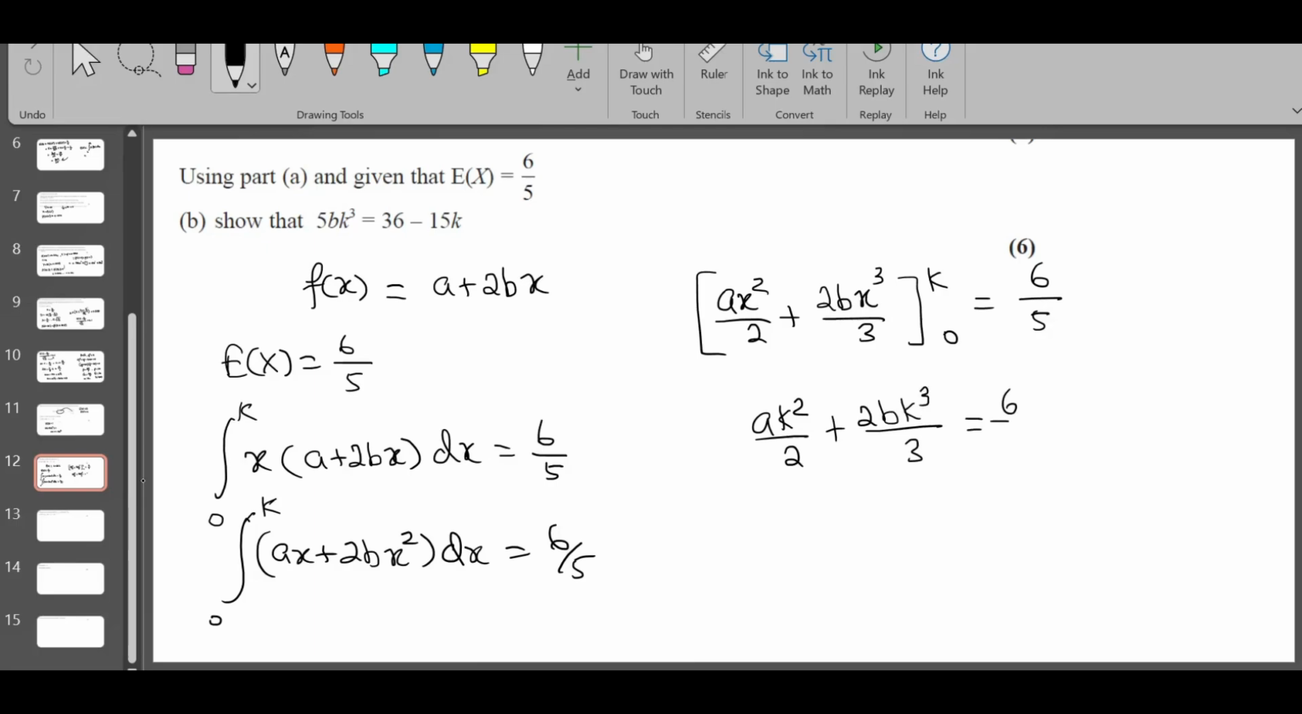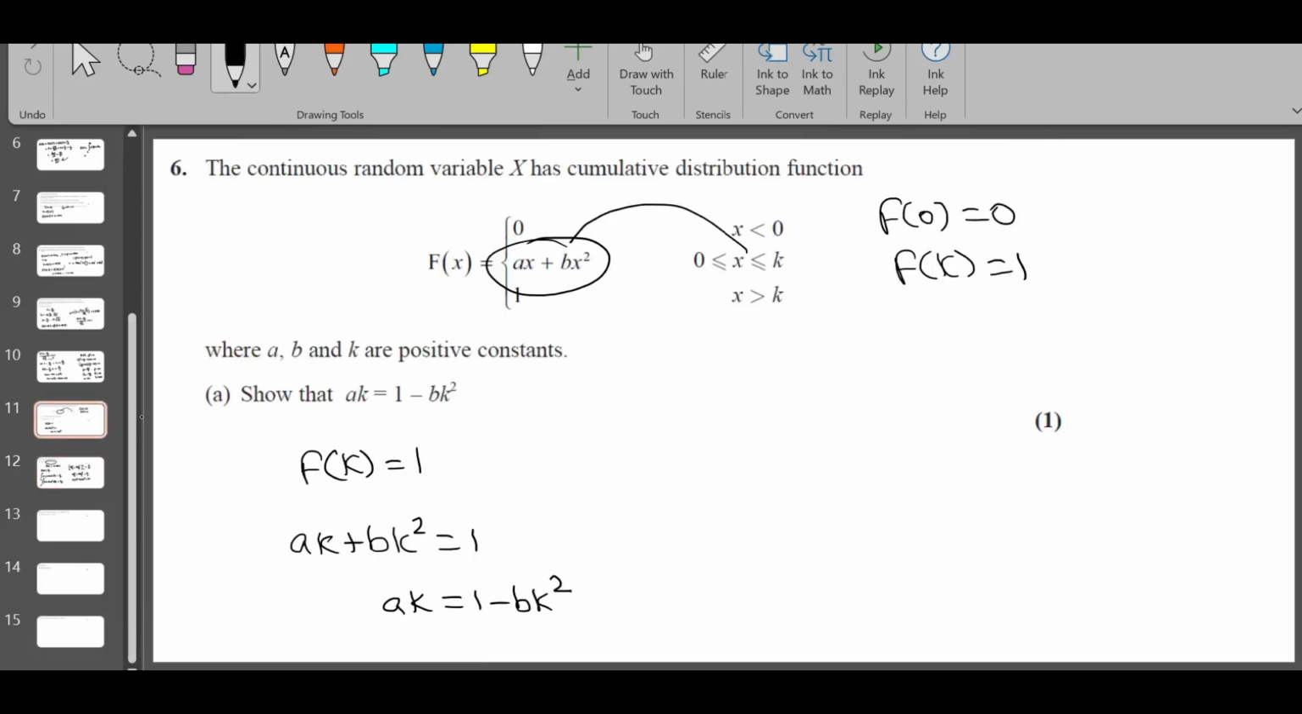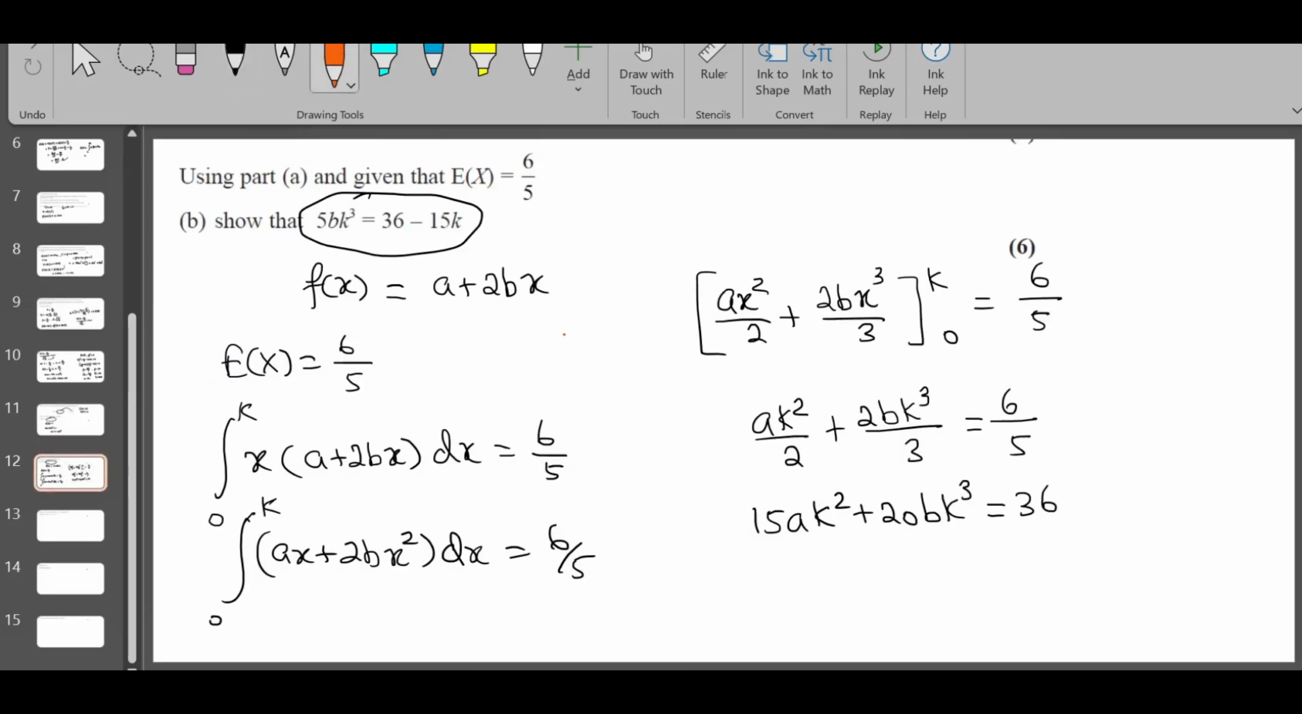is 6 over 5. We are going to multiply it through by 30, the LCM of 5, 3 and 2. So 30 over 2 is 15 ak squared, 30 over 3 is 10, 10 times 2 is 20 bk cubed, is 30 over 5 is 6 times 6, 36. Okay. They want us to frame this equation where there is no a. That's when we need to use the answer from part A. It says ak is 1 minus bk squared.